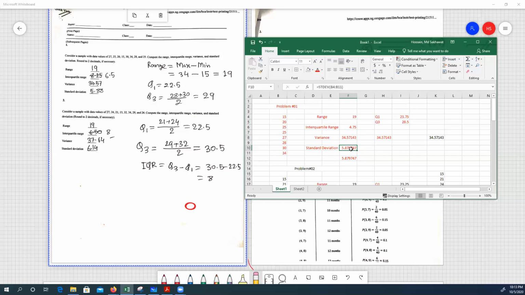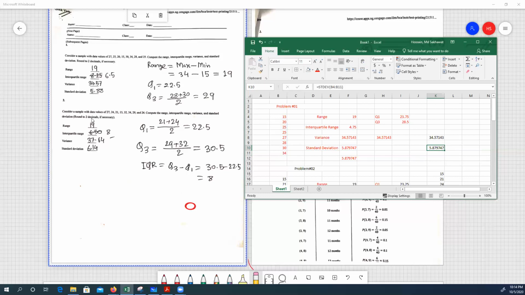Or you can use the STDEV command to find the standard deviation. First the equal sign, then STDEV, which is the standard deviation. Now select all the numbers and close the parentheses. You will get the standard deviation, which is 5.879747. And you have to round to 2 decimals, so it will be 5.88, okay? So the answer is 5.88.